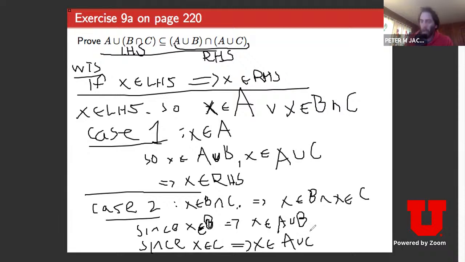Okay, and now that we know X is in A union B and X is in A union C, X is in the intersection of A union B and A union C, and so X is in the right-hand side.